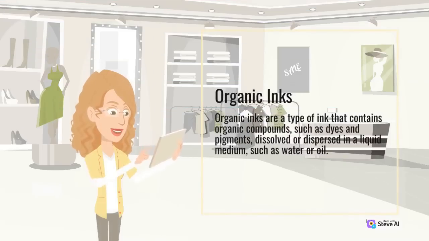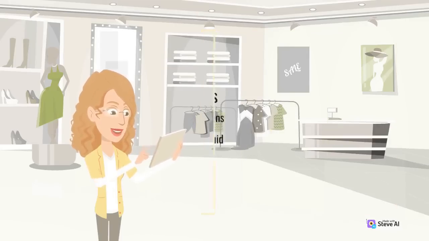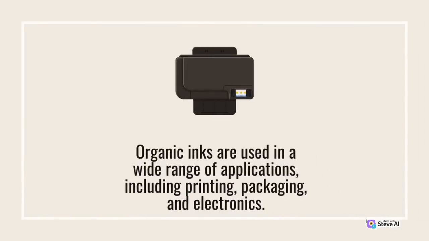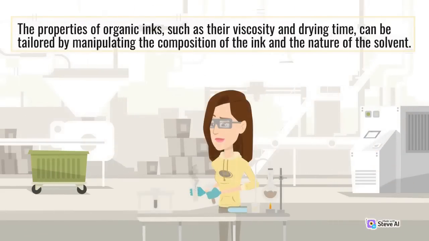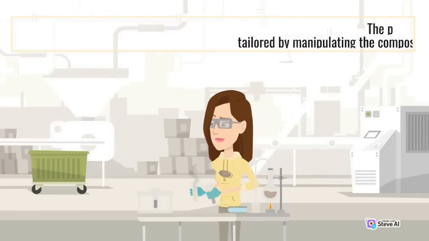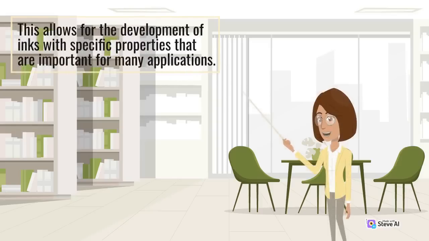Organic inks. Organic inks are a type of ink that contains organic compounds, such as dyes and pigments, dissolved or dispersed in a liquid medium, such as water or oil. Organic inks are used in a wide range of applications, including printing, packaging, and electronics. The properties of organic inks, such as their viscosity and drying time, can be tailored by manipulating the composition of the ink and the nature of the solvent. This allows for the development of inks with specific properties that are important for many applications.